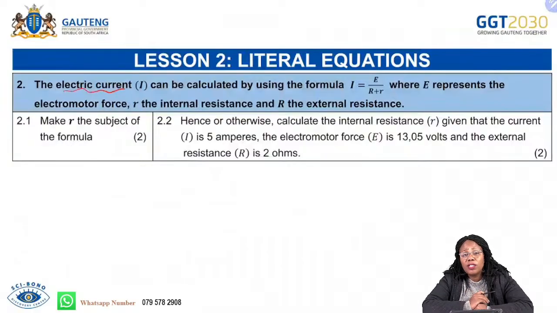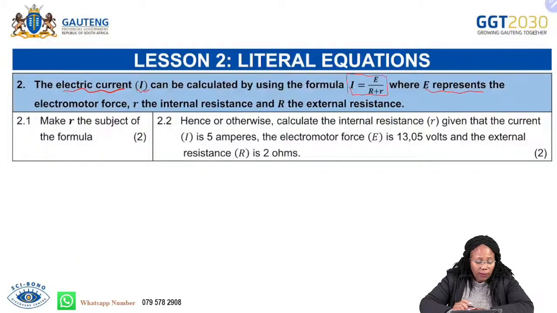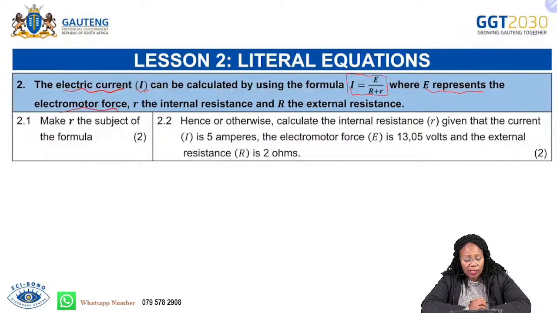And then in some cases, we will also take formulae from technical science. Okay. Now in this case, we are given that the electric current with the symbol I can be calculated using the formula I is equal to capital E over capital R plus small r, where E represents the electromotive force, small r represents the internal resistance and capital R represents the external resistance. And then now 2.1, we need to make R the subject of the formula.